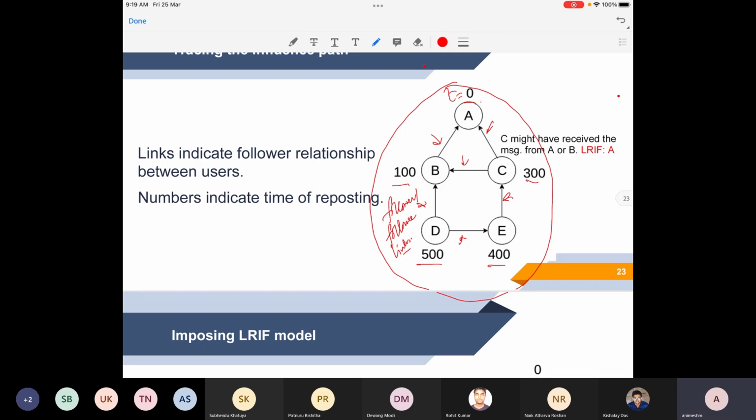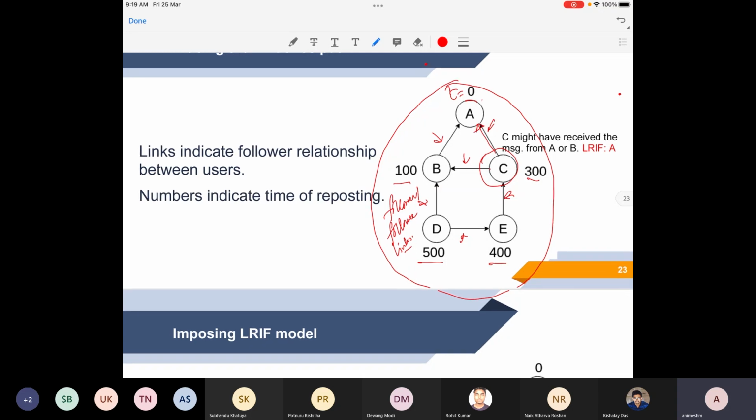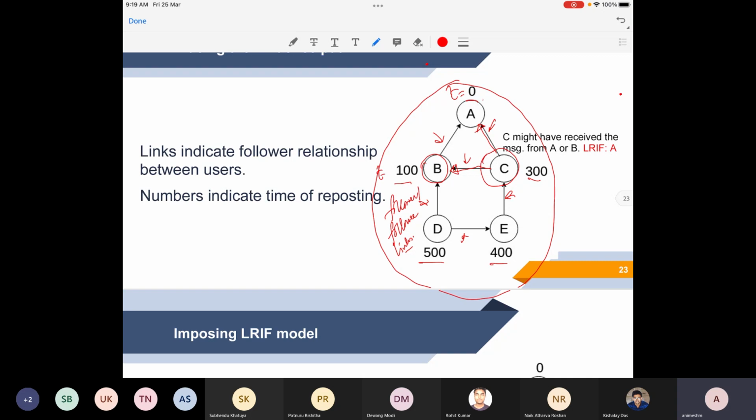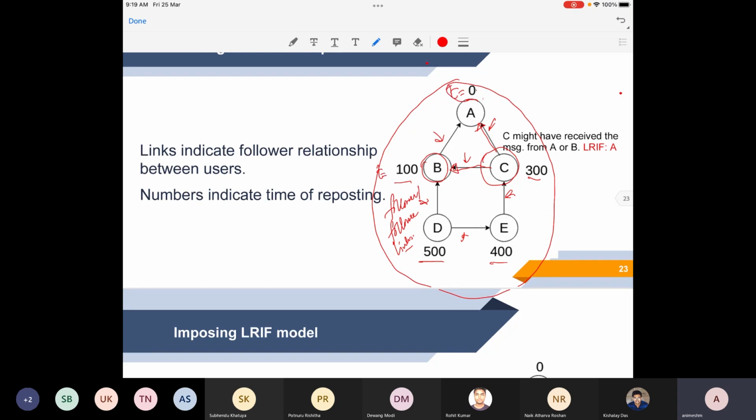Okay. Now, consider this node C. This guy is following A as well as following B, and B seems to have received the message at time t equals 100. So A has initiated the message at t equals 0, and B has received this message at t equals 100. Now C has received the message at t equals 300. Now there is a natural question: whether C has received the message from B or directly from A. How do we decide on this? Unless we decide on this, we will not be able to trace the influence path. So this is an important question that one needs to answer before tracing the actual cascade path.